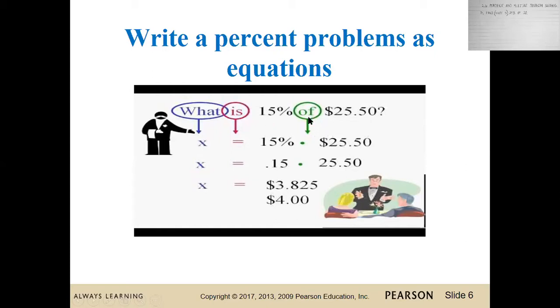Anytime you see the word of, that's your cue to use a multiplication sign. So these are the three cues: what is your x variable, is you're going to use an equal sign, and of is your cue to use a multiplication sign.